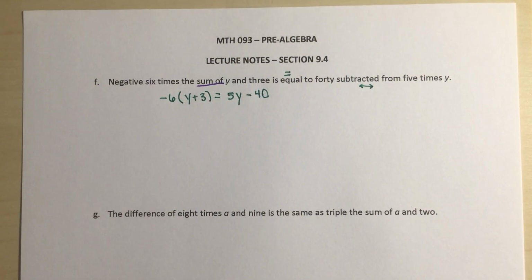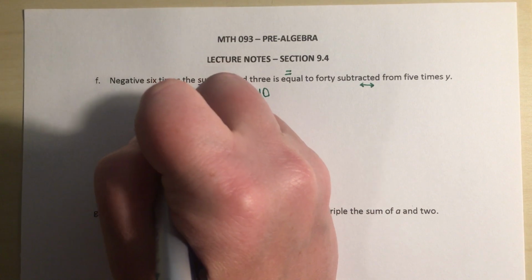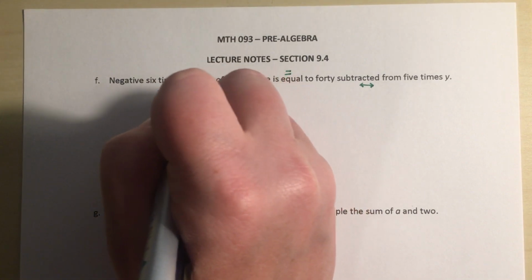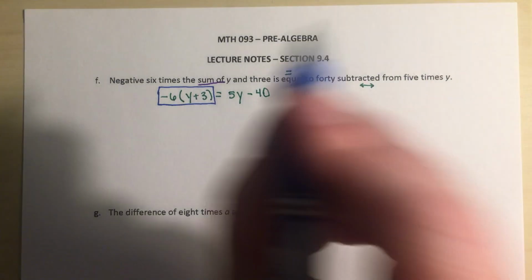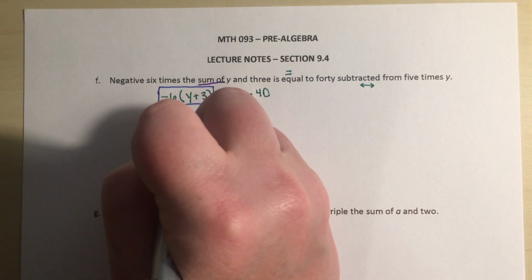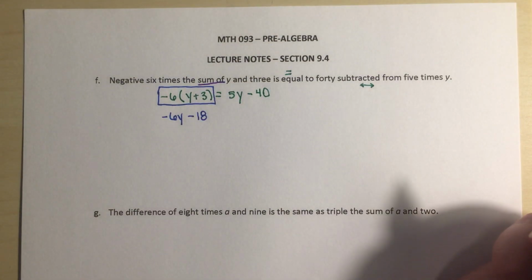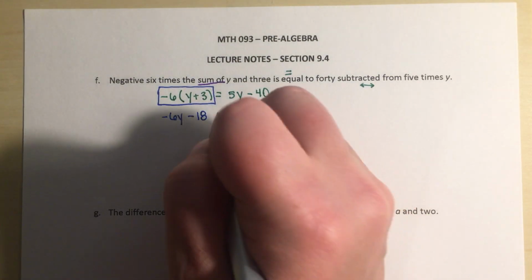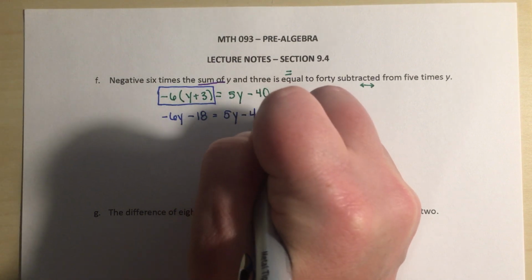So a little bit more of a sophisticated equation than we've seen in the last couple of examples. Looking at this, we should see the parentheses right away and that tells us that we need to use our distributive property before we can do anything else. So negative 6 times y is negative 6y. Negative 6 times positive 3 is negative 18, equals 5y minus 40.